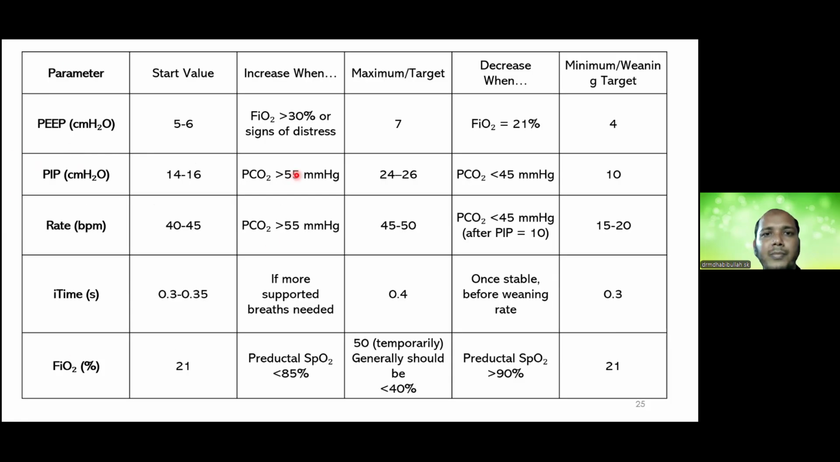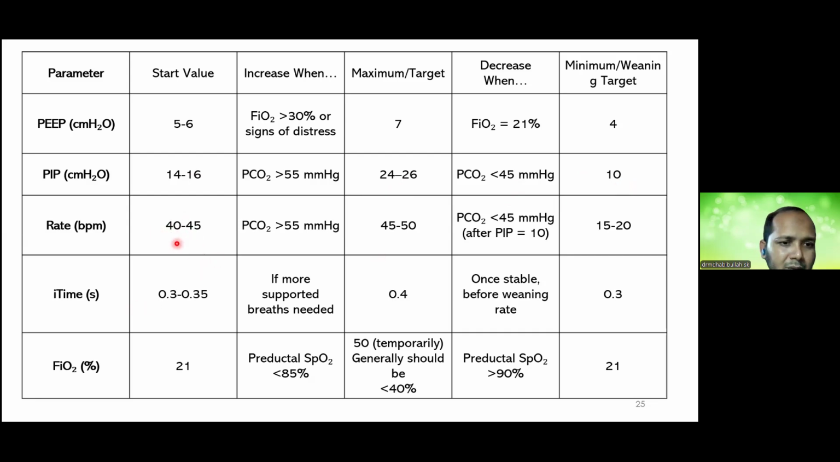Now coming to ventilator settings, how we can adjust this PEEP, PIP, rate, TI time and the FiO2. As I already told, we start this PEEP around 5 to 6 centimeters of water, but if the baby requires more than 30% FiO2, we can go to PEEP up to 7. Again, the same thing applies to PIP: start with 14 to 16, but if the baby is hypercapnic, then you can go to a maximum of 25, 26. If the baby is hypocapnic, you can reduce this PIP to 10 to 12.